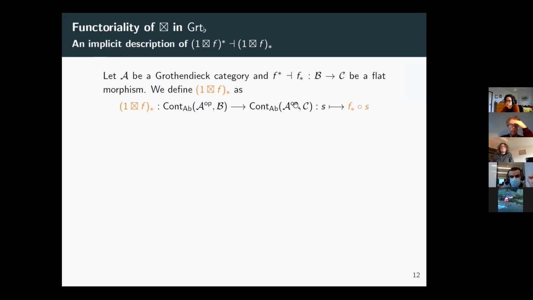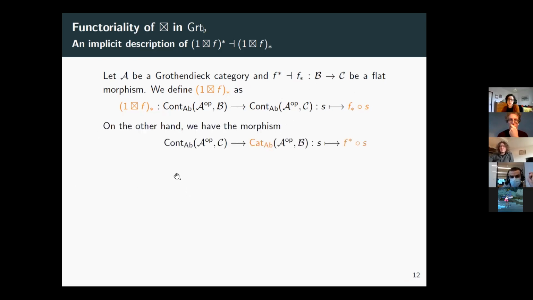Here I already wrote the formula. And how do we define it? To every S, a limit preserving functor, we compose with the image F lower star, which is the right adjoint and also limit preserving. So this is well defined. It lies in the limit preserving functors.